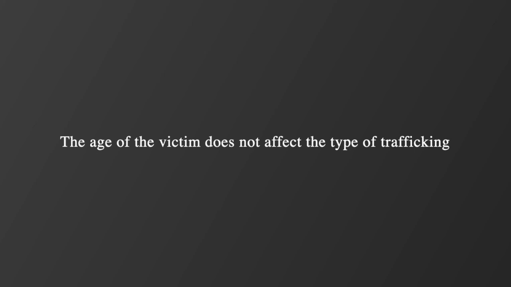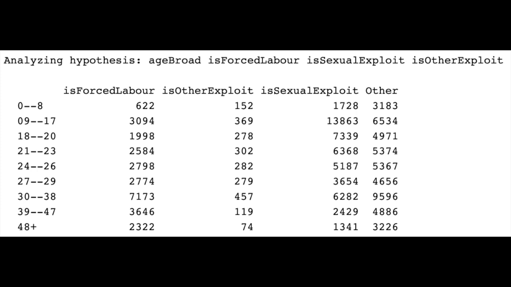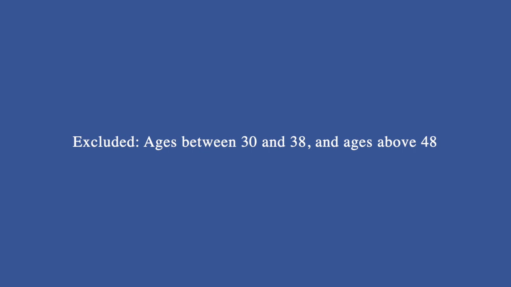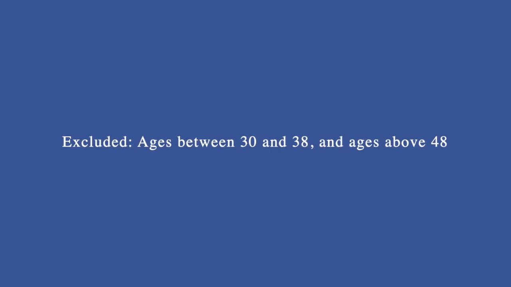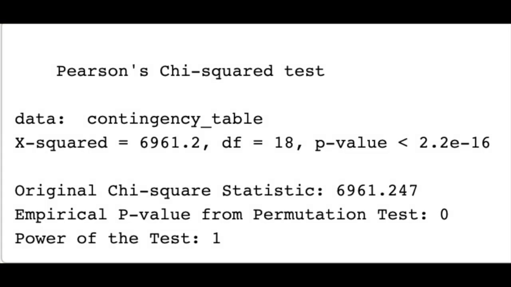The third hypothesis is that the age of the victim does not affect the type of trafficking. The variables used in this case were age and type of trafficking. The results show no significant relationship between the age of the victim and the type of trafficking. And for the subset of the data, we excluded again ages between 30 and 38 and ages above 48, obtaining the same results.